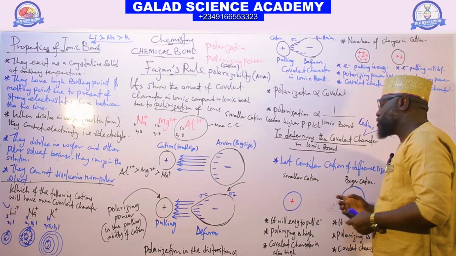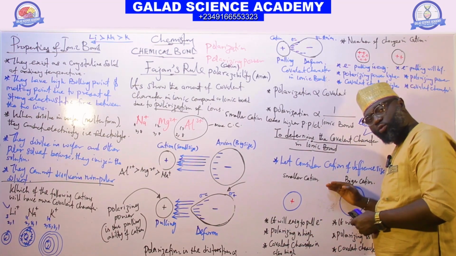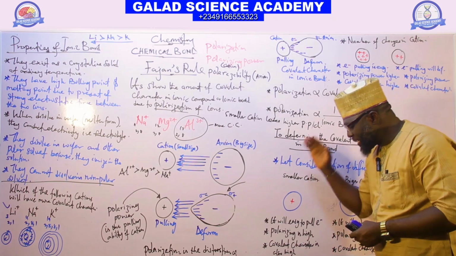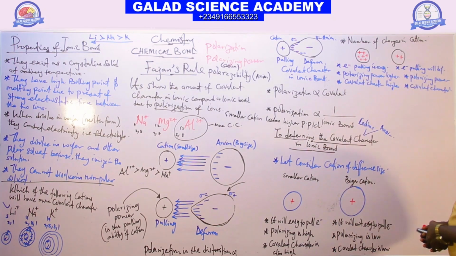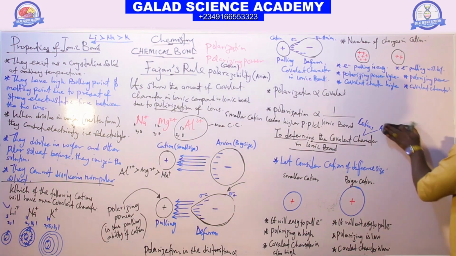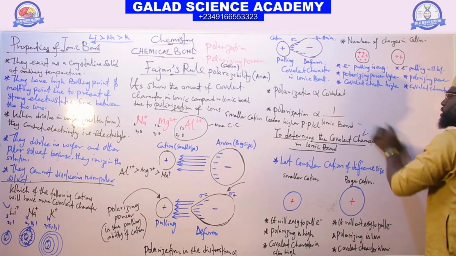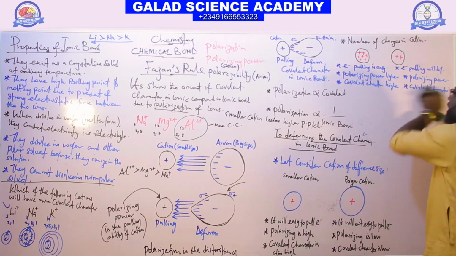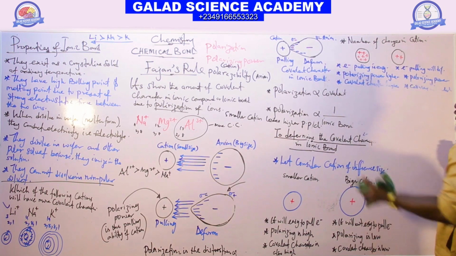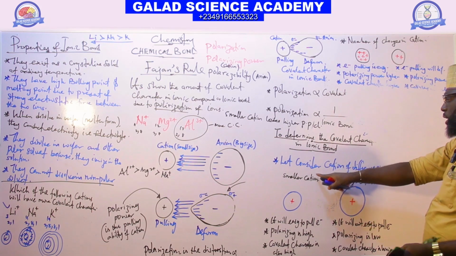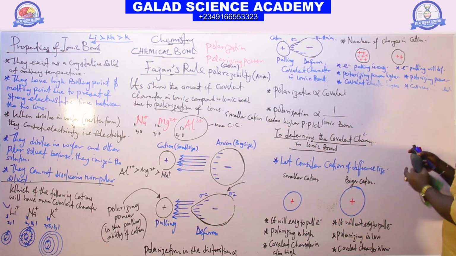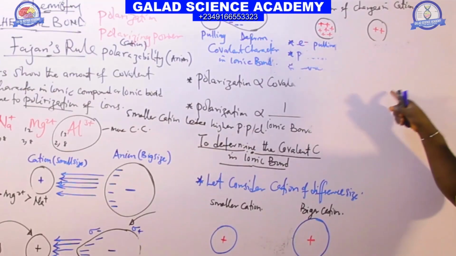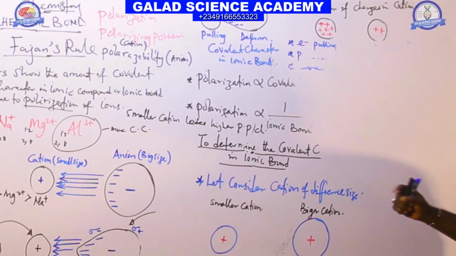That is how we can use Fajan's rule to determine the covalent character in cation. So the last one now is anion. We have considered the cation, so let us use anion. But before we move to the anion, I forgot something here.